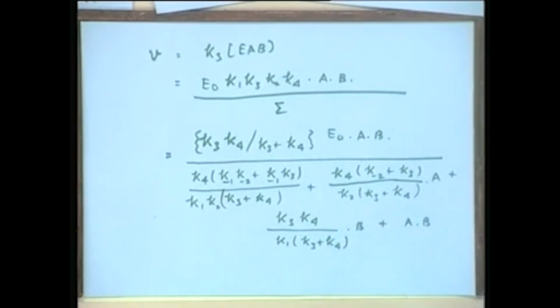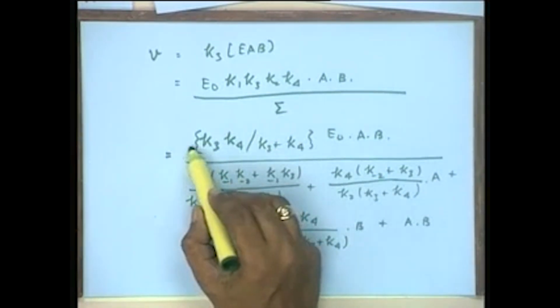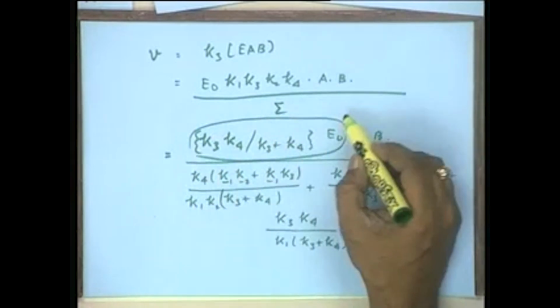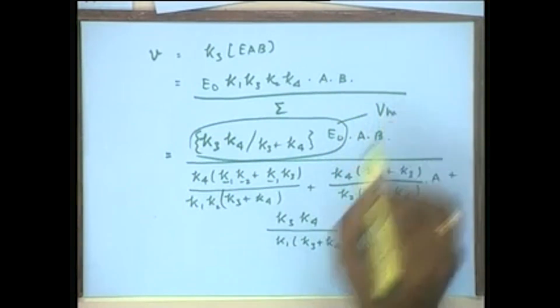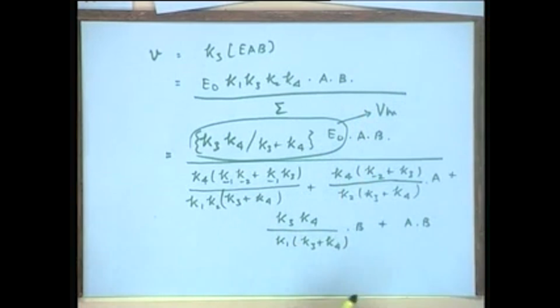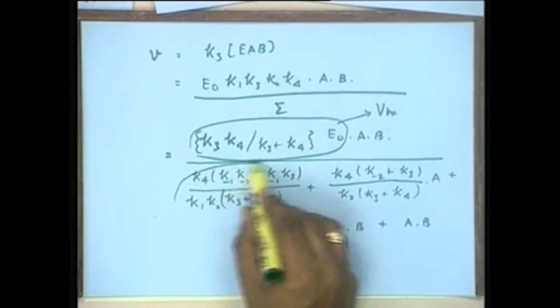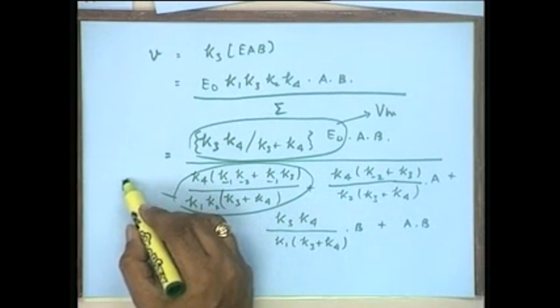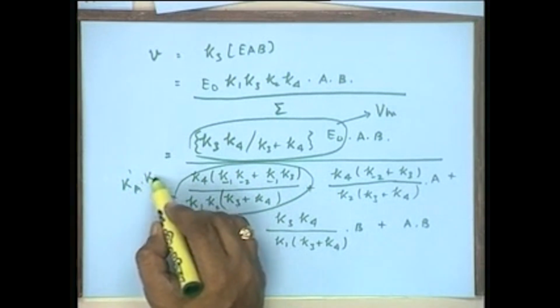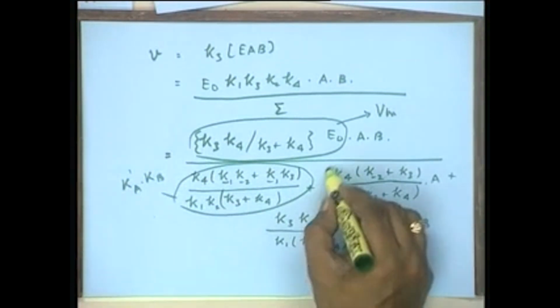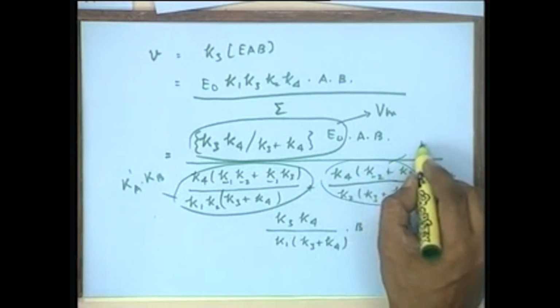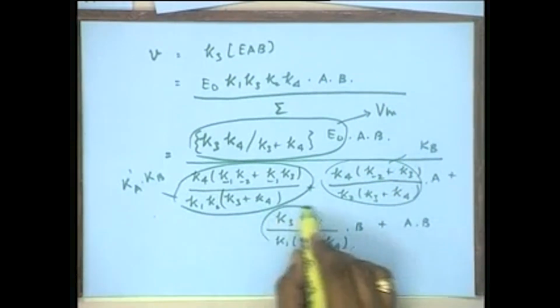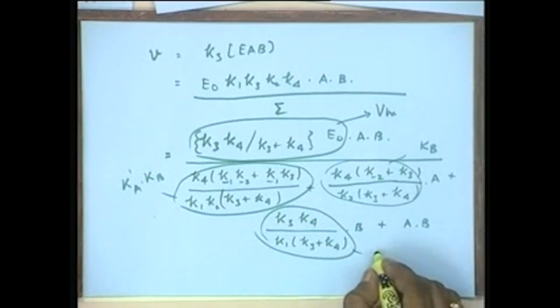Now, this is what we have rearranged into the format of the general rate expression, in the form of individual rate constants, and you will notice that this term essentially indicates the value of Vm on the numerator. This term essentially is K dash A into Kb. This is your Kb and this is your Ka.